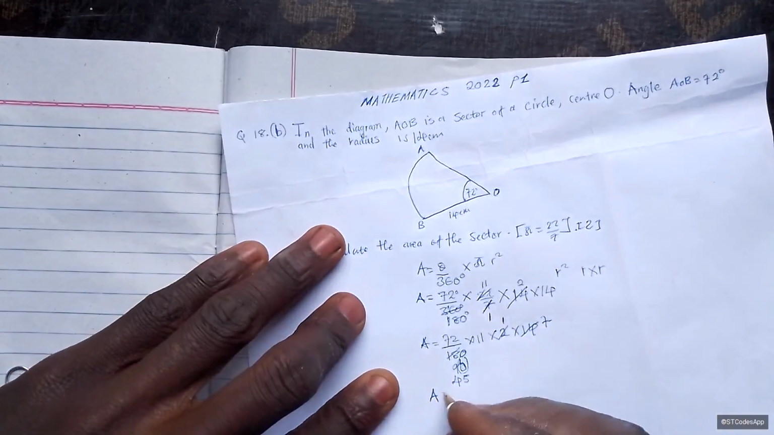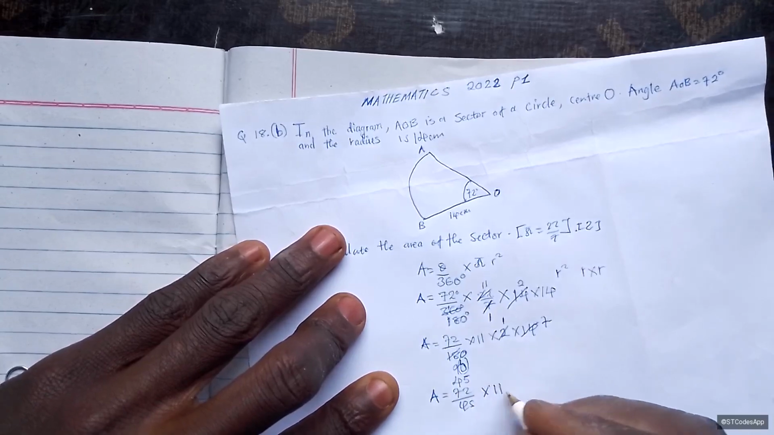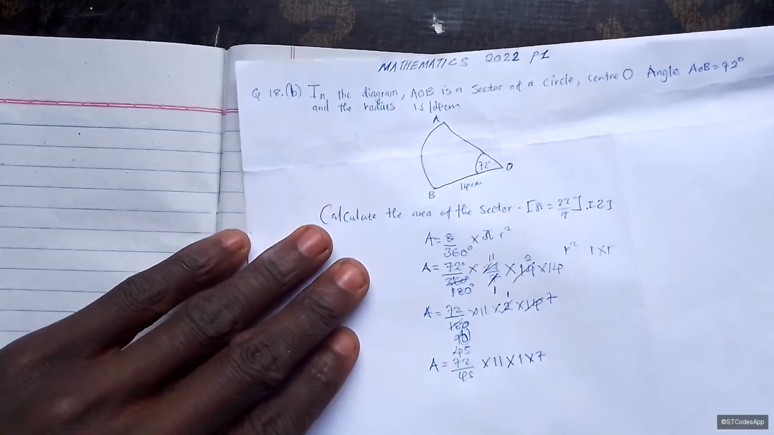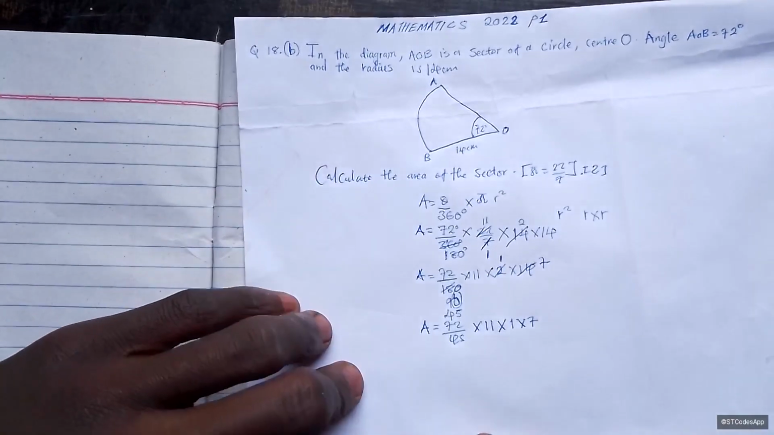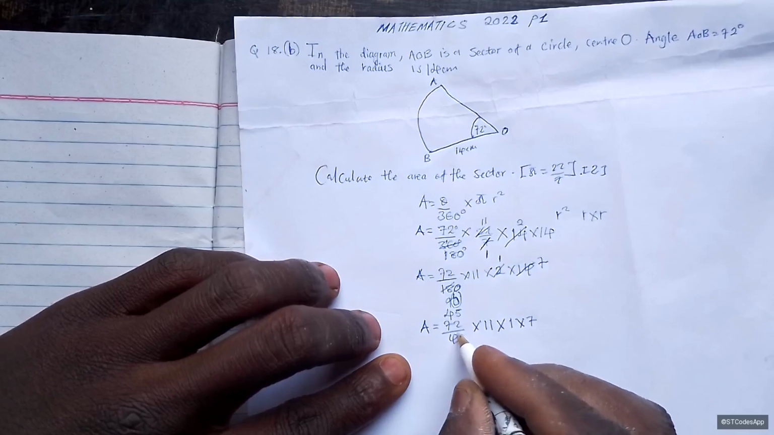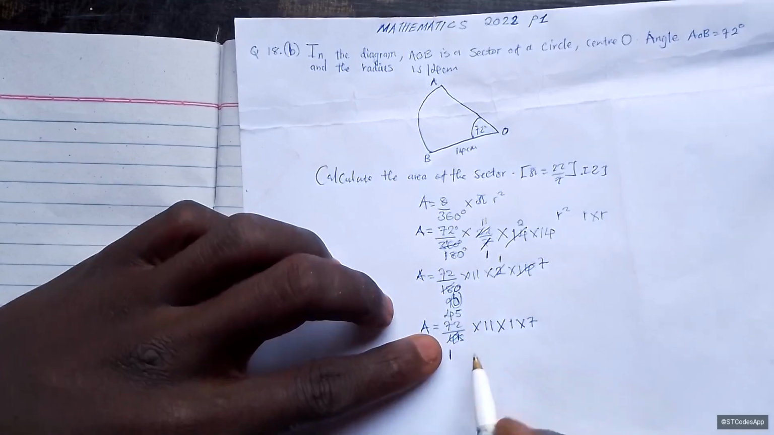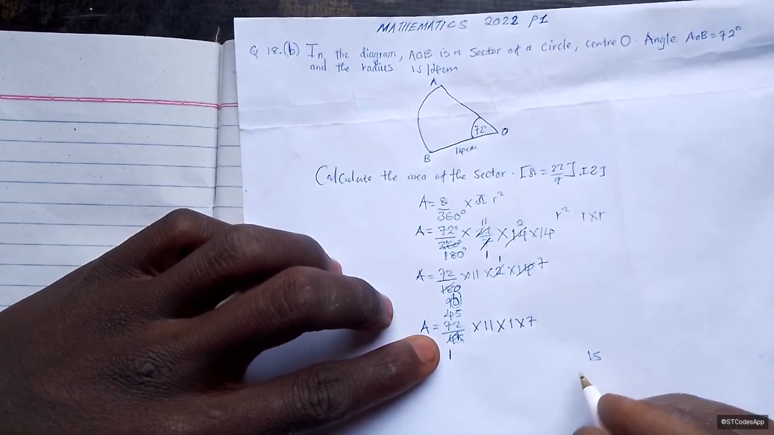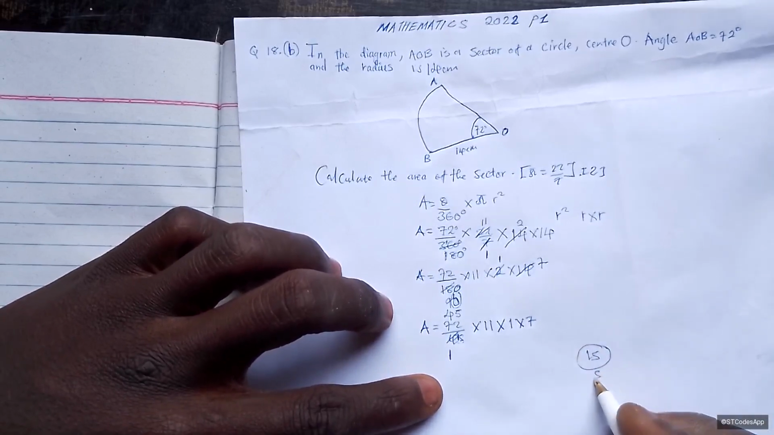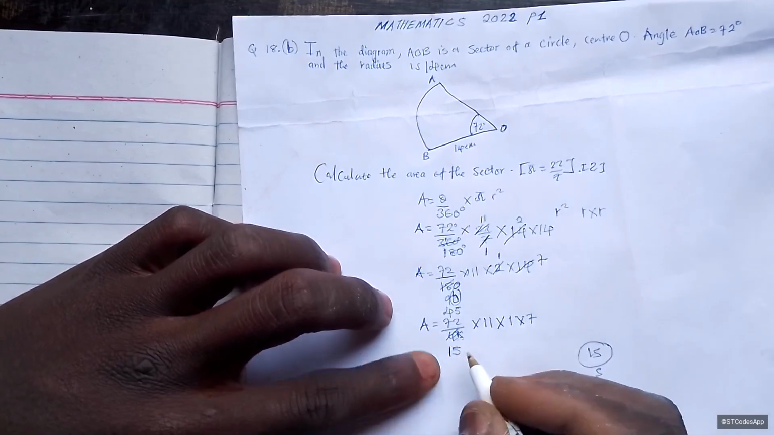So my area of the sector is equal to 72 over 45 multiplied by 11 multiplied by 1 multiplied by 7. I hope you can see. Now 3 into 4, I'm going to get 1, remainder 1, so this becomes 15. Similarly, 3 into 15, I'm going to get 5. So here I'm going to say 5.